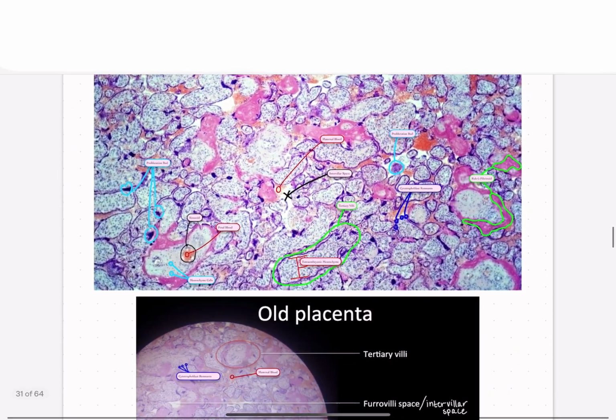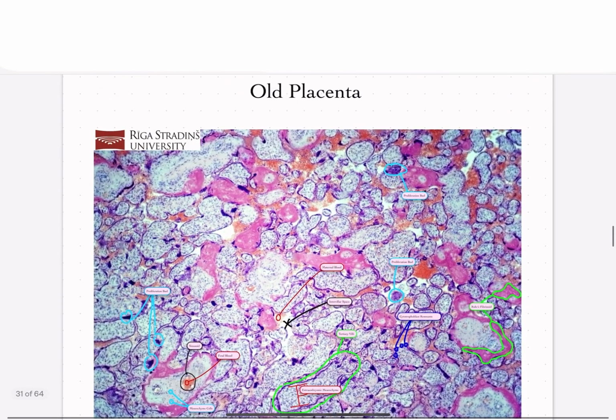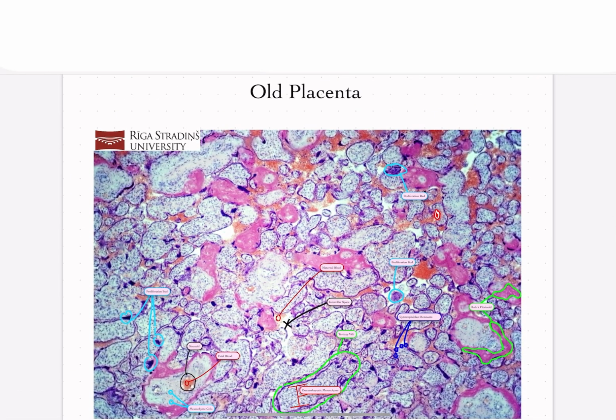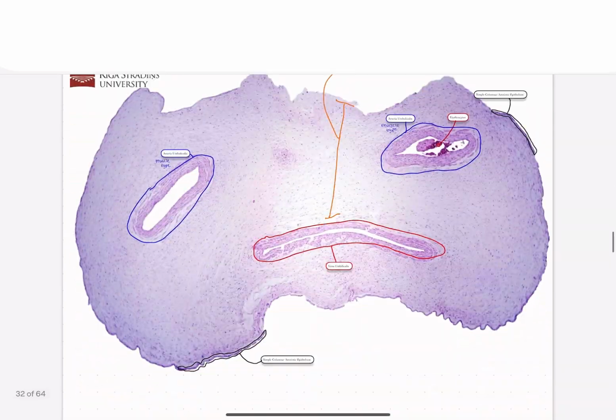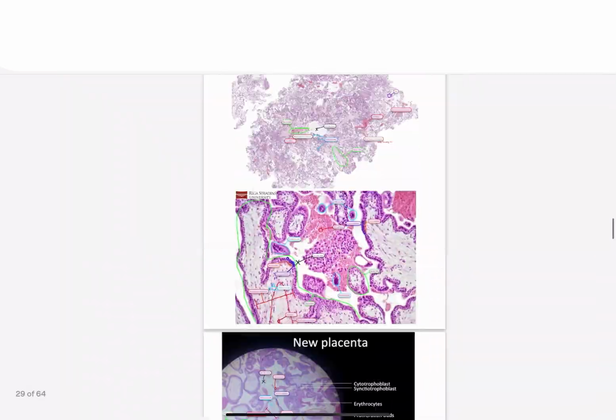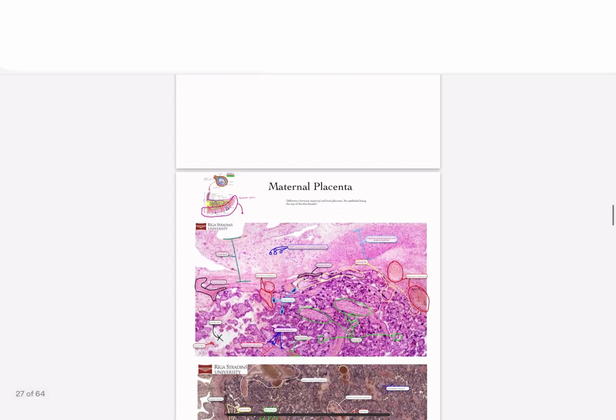And of course, getting to old placenta, where we only have 1 cell border, barely that. Yeah, and that's the umbilical cord. Okay, perfect. Now getting into other structures.